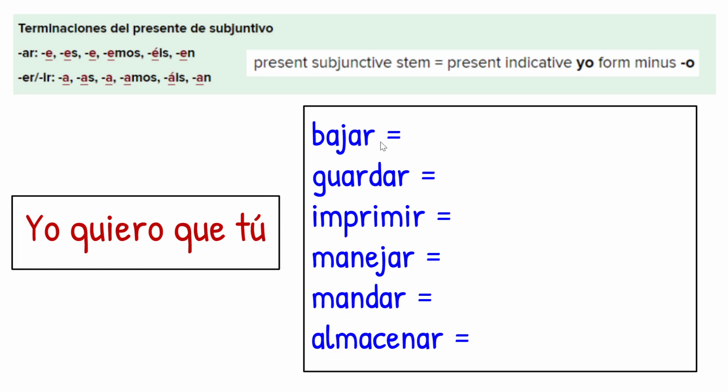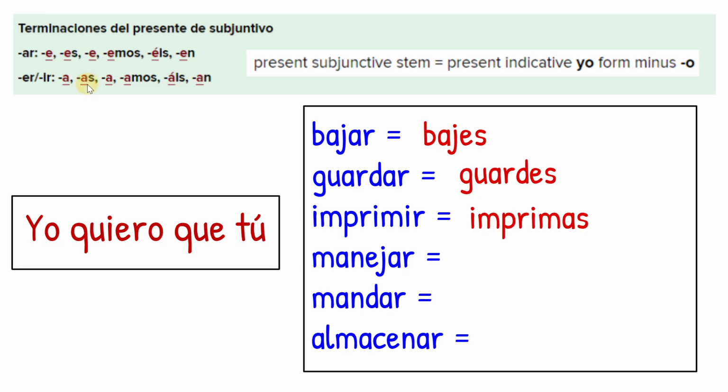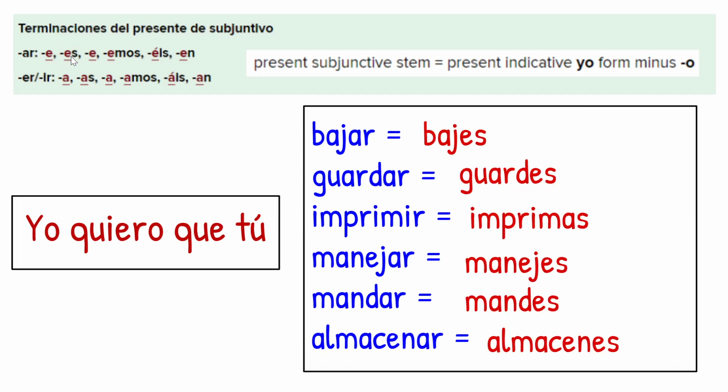So normally it would be bajas, right? It's an AR verb, but now we need to switch to the opposite vowel. Not bajas, but bajes. Guardar is not guardas, but guardes. Imprimir is an IR verb. It's not imprimes. It's going to be imprimas. Manejar, not manejas. It's going to be, change the vowel, manejes. Mandar, almacenar, almacenes.